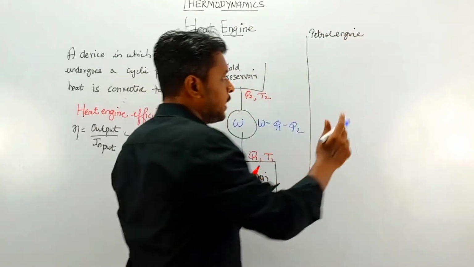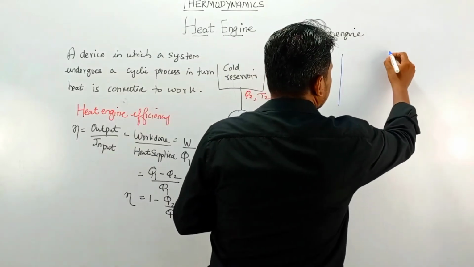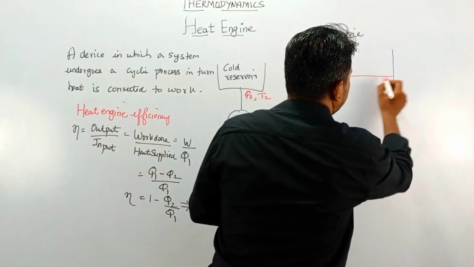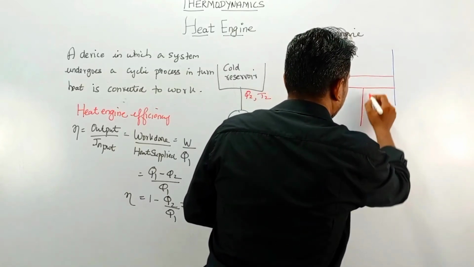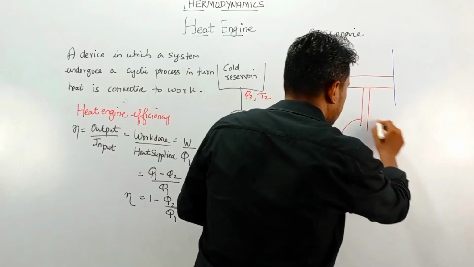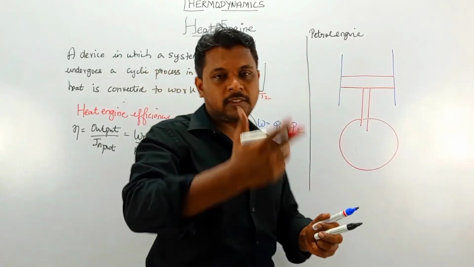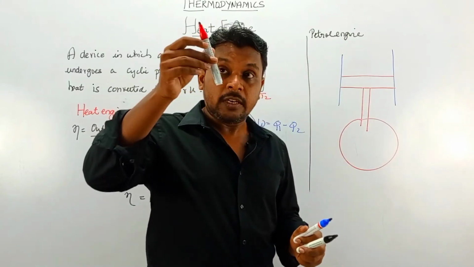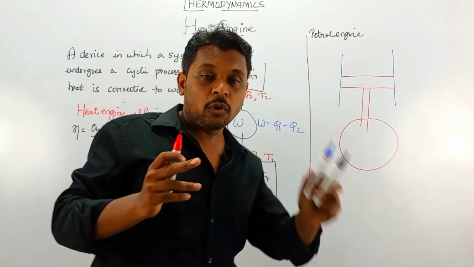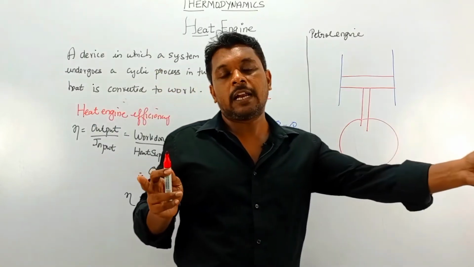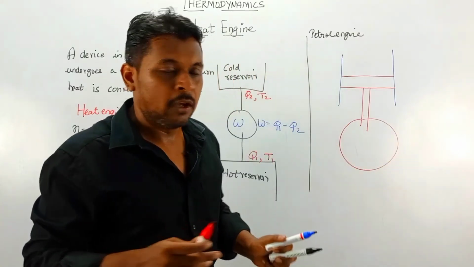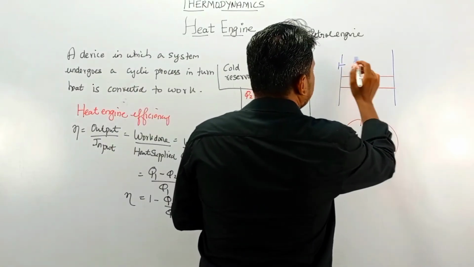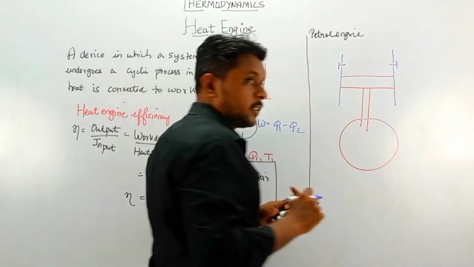So in a petrol engine, we have a cylinder arrangement in which inside the cylinder you will have a sealed piston. This piston will be connected to a crankshaft, a rotating device. So the linear motion of the piston will be converted into the rotary motion of the crankshaft, which in turn is connected to the rotary motion of the wheels. Here we'll have an inlet valve, and here we'll have an exhaust valve.